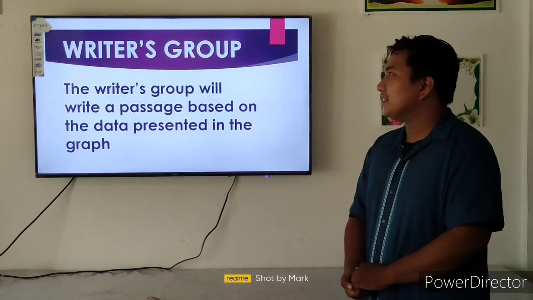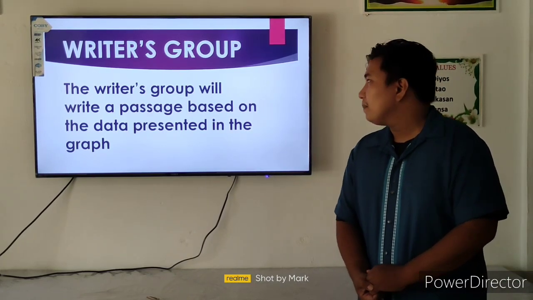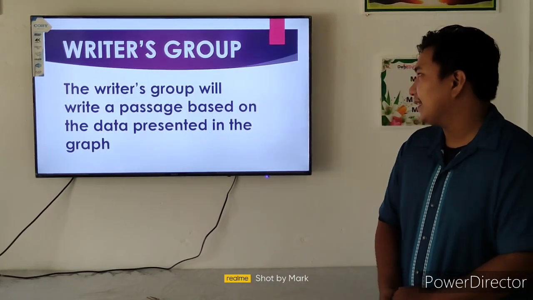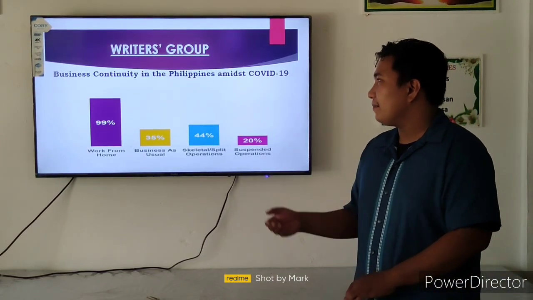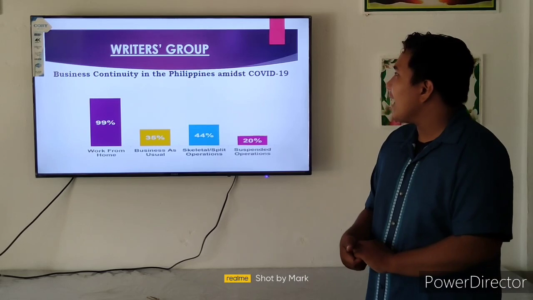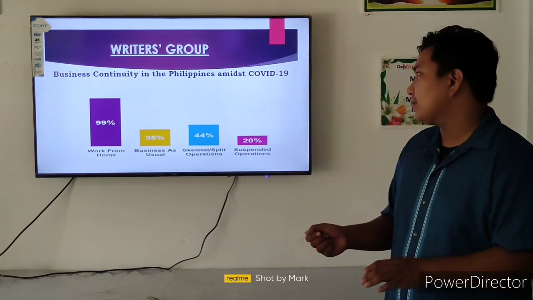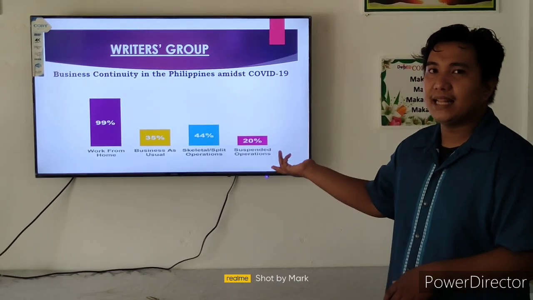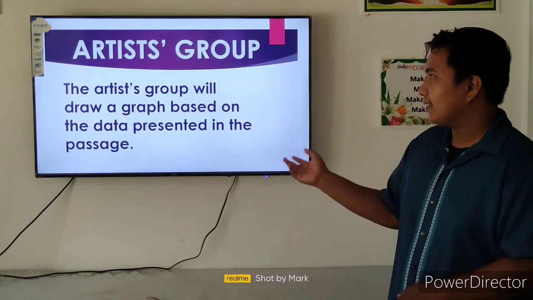The writers group will write a passage based on the data presented in the graph. They have to make their own statement or sentence based on the graph presented. Next, please.